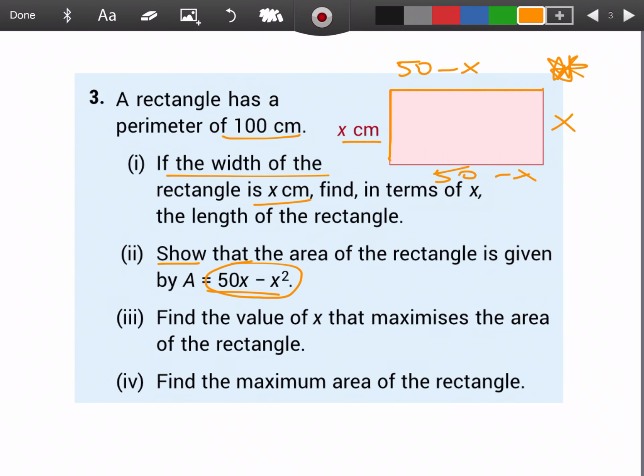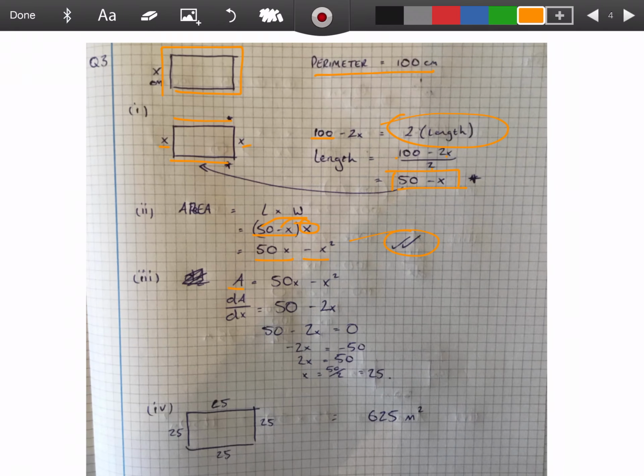Part 3 then. Same as we did in question 1. It asks, find the value of x that maximizes the area. So this is exactly the way that we're going to do this as normal. We're going to use the area formula. Remember, I've got my formula. I'm going to differentiate it, put that equal to 0, and solve.